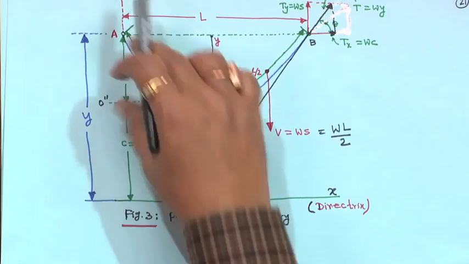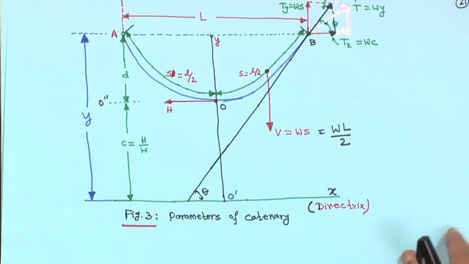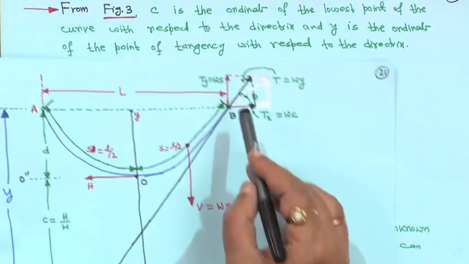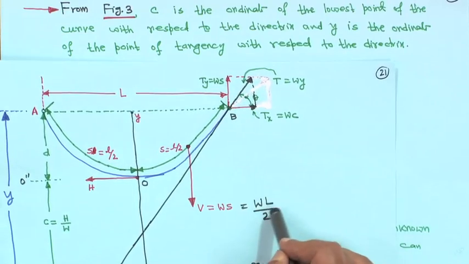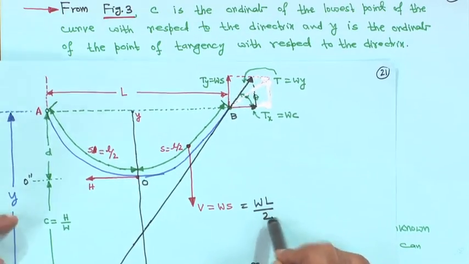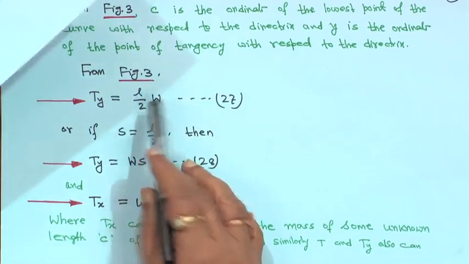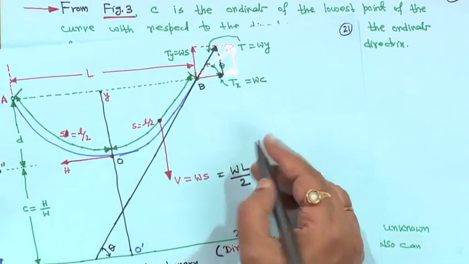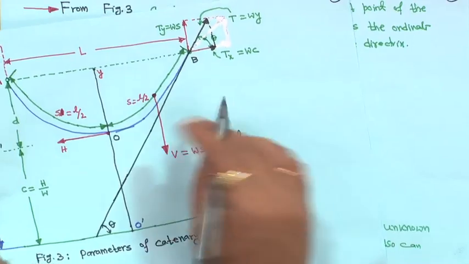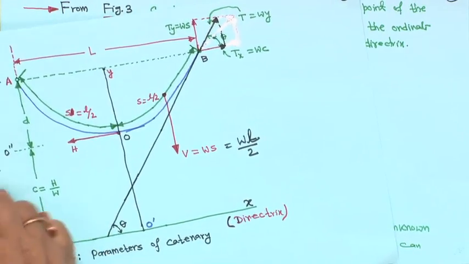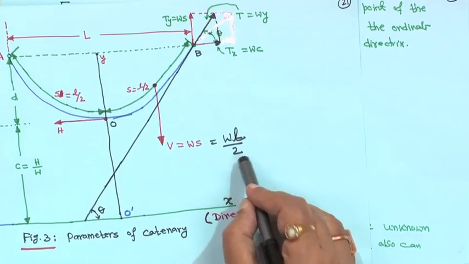So, this is the sag, this is D. From figure 3 you can write, I just told you that T y is equal to W s, basically it will be W l by 2. So, that is why T y is equal to W into, sorry, this is small l, because this is L by 2. So, this will be W l by 2.